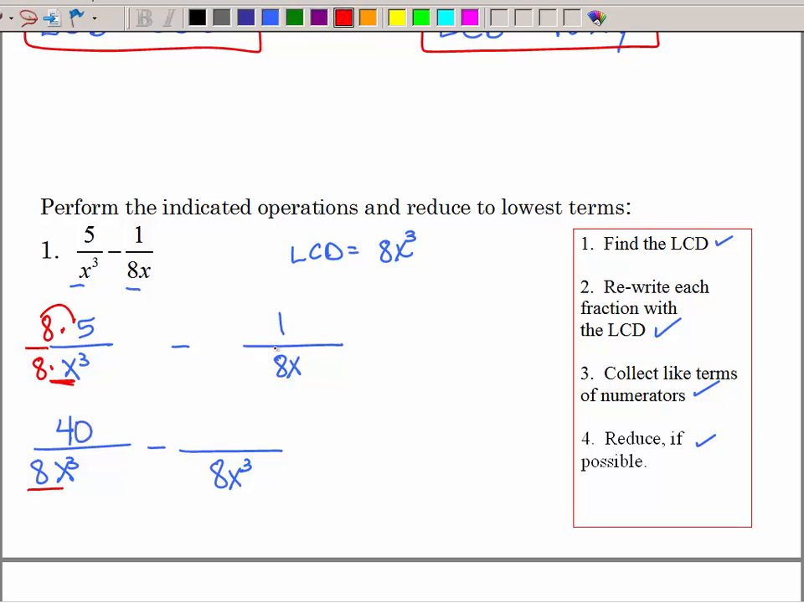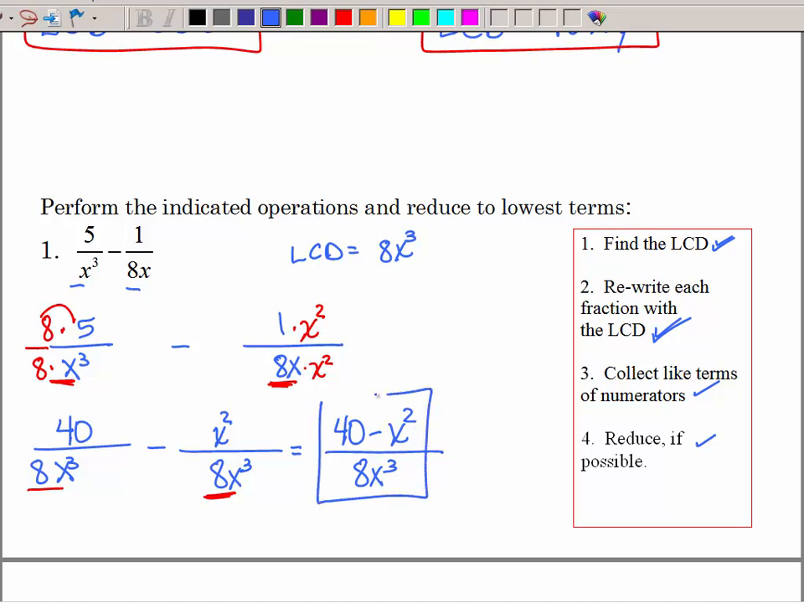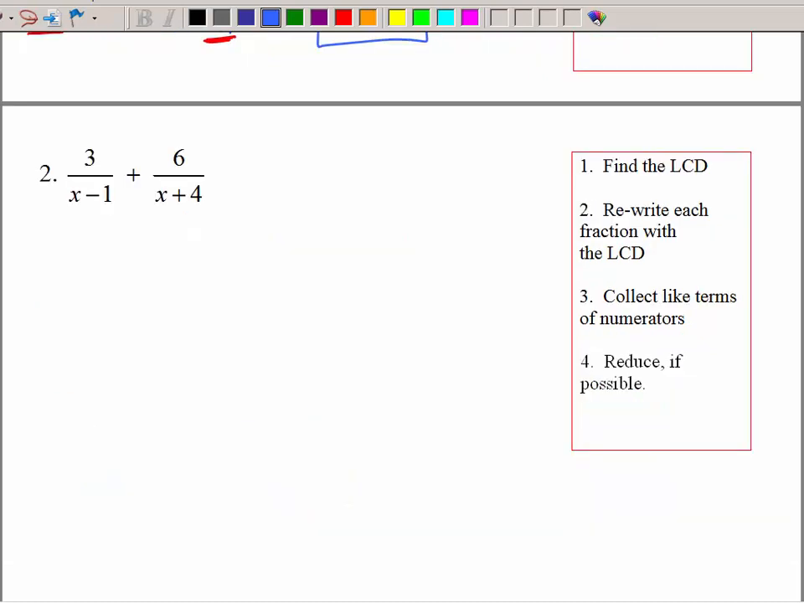Now, let's look at this denominator and compare it to this. What do I have to multiply this by to make it look like that? X squared, because x squared times x would give me that x cubed. So I have to multiply the top by x squared. So 1 times x squared is just x squared. So I have found the LCD. I've rewritten each fraction with the LCD. So I can keep the LCD, since I have the same denominators, and collect like terms, which in this case I don't. So I'm just going to have 40 minus x squared. That does not factor. It does not reduce. That's your answer.